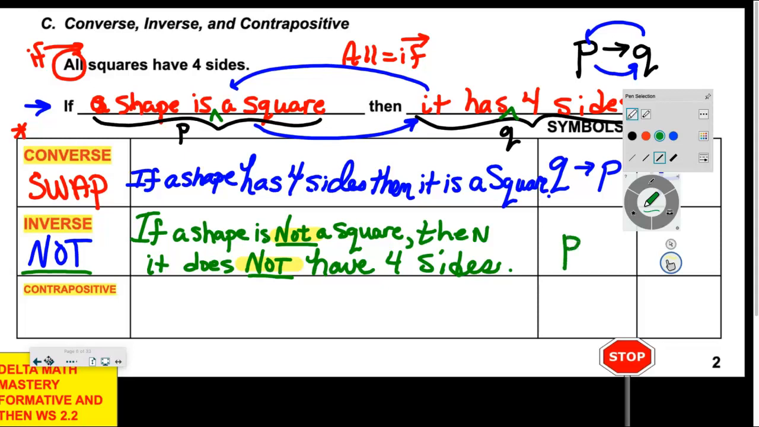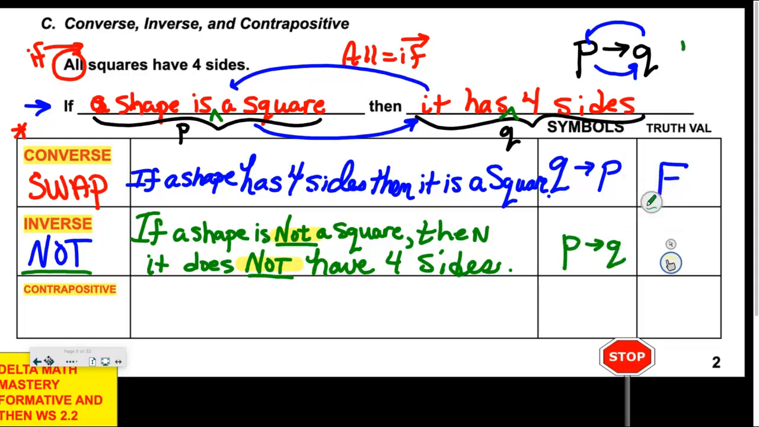So I still have P implying Q. I still have that original statement. But I put the word not in there. And the symbol for not is a little squiggle like that. So this would be saying negate P, negate Q. Don't change their order, just put the word not in there. Now let's decide its truth value.